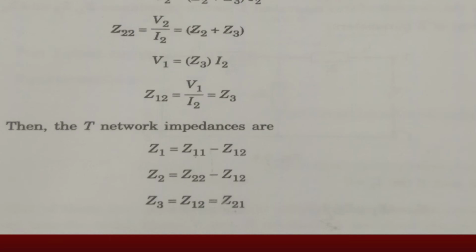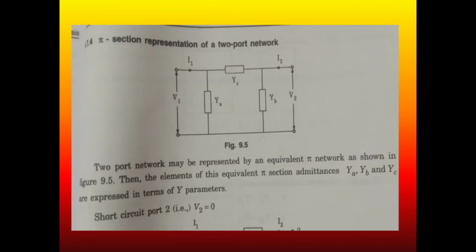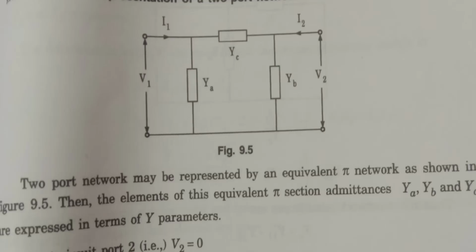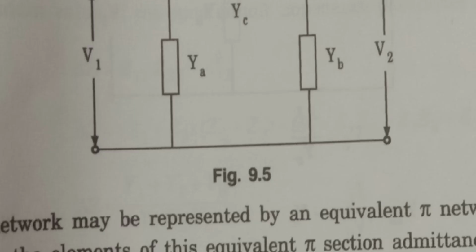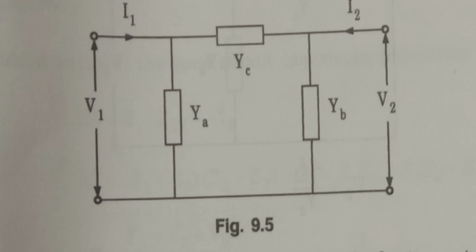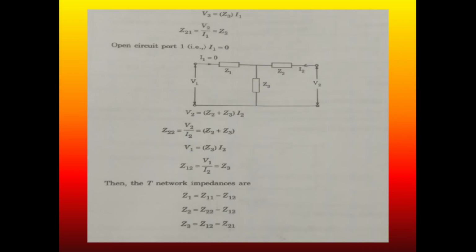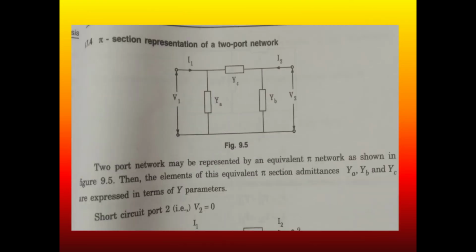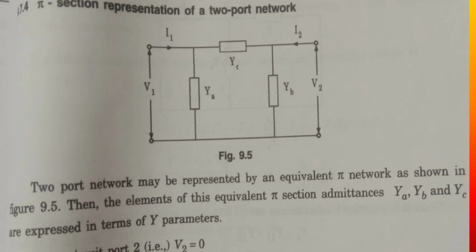Next, we are going to express the two-port network as a pi network. When expressing it as a pi network, we are connecting YA, YB and YC, with YA, then YC and then YB. We are expressing them in terms of Y parameters. To find them, we have to go the usual way. The two-port network may be represented by an equivalent pi network as in the figure, and we have to find the values of YA, YB and YC.